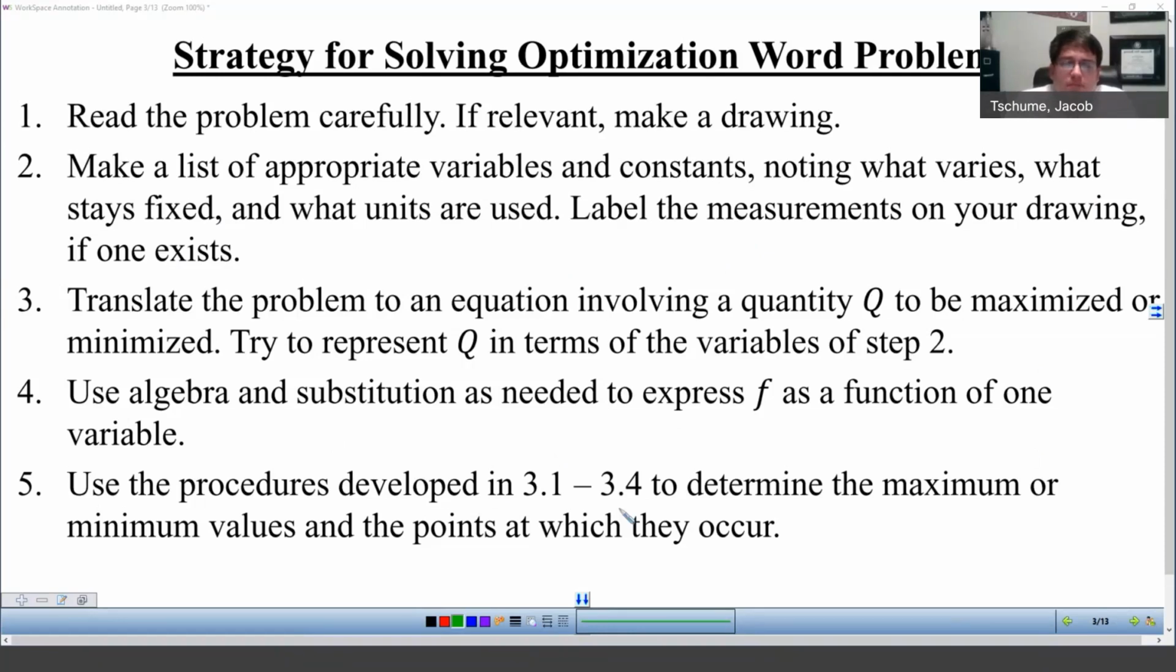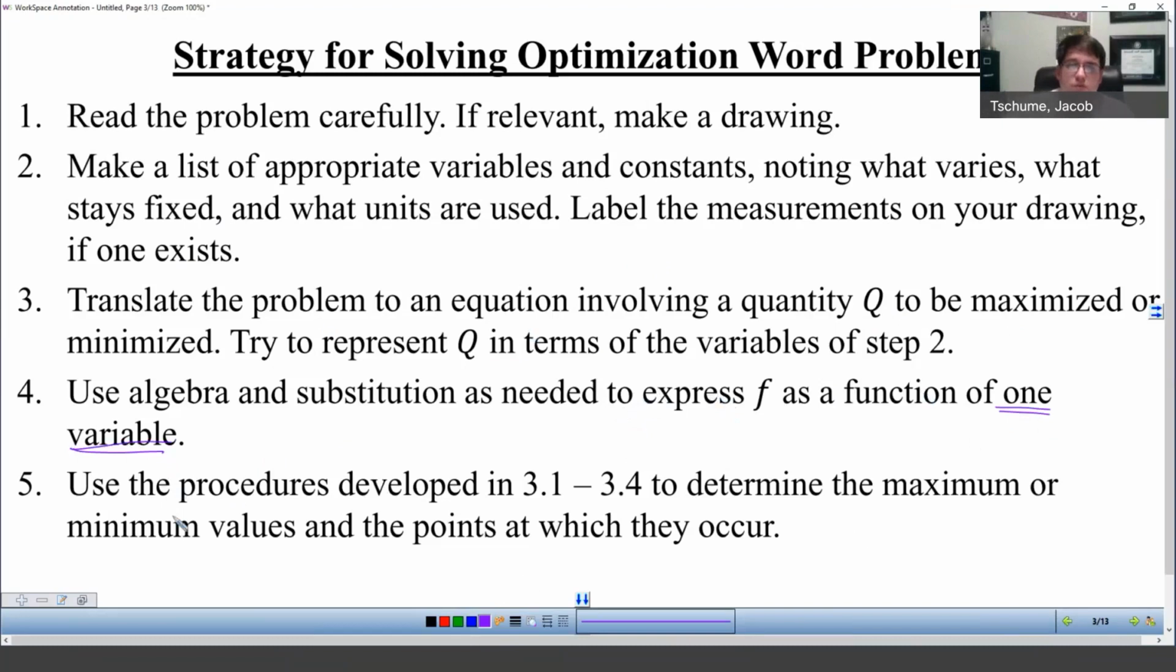We're going to translate the problem to an equation involving a quantity Q that needs to be maximized or minimized. So the function that needs to be maximized, if it's not already called something else, we're going to default and call this Q. And then we're going to try to represent Q in terms of the variables of step 2. So we need to turn Q into one variable that matches all the way across. To do this, we will use algebra and substitutions as needed to express it as one variable. That is the key. Everything has to be in terms of the same letter before you can move on to the biggest and most important step, which is number 5.